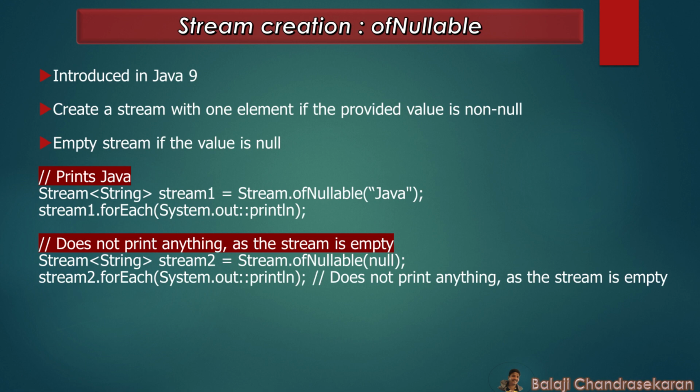In the first example, I use the ofNullable method to create a stream with one element, Java, as the value is not null. In the second example, I use the ofNullable method to create an empty stream as the input value is null. This method is useful when we want to avoid dealing with null values and instead handle them gracefully by converting them into empty streams.